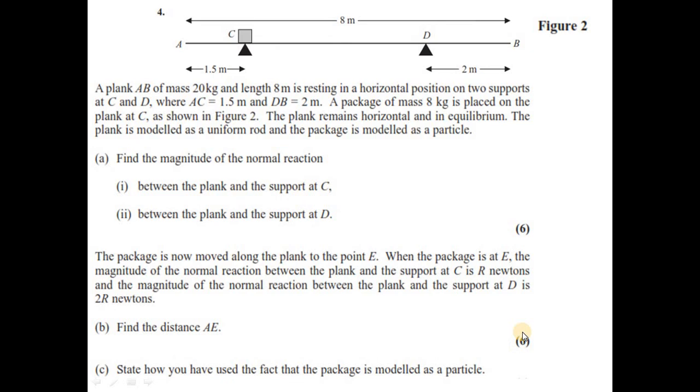Question number 4. A plank AB of mass 20 kg and length 8 meters is resting in a horizontal position on two supports at C and D, where AC is 1.5 and DB is 2 meters. A package of mass 8 kg is placed on the plank at C as shown in figure 2. The plank remains horizontal and in equilibrium. The plank is modeled as a uniform rod and the package is modeled as a particle. Find the magnitude of the normal reaction.